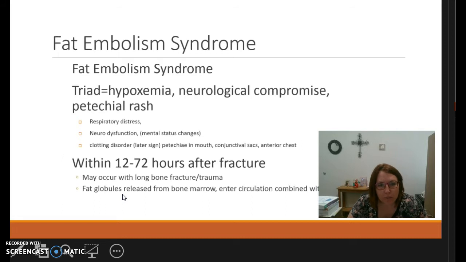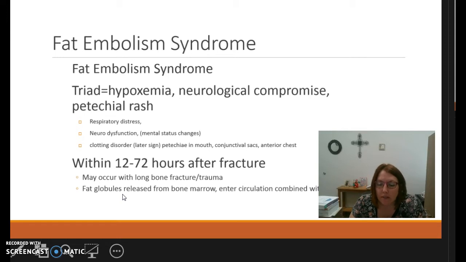Fat embolism syndrome has a triad of things the patient may experience. Hypoxemia, which is a lack of oxygen to the blood, so you may see cyanosis, respiratory distress, and they may complain of chest discomfort. They may have decreased mental acuity, and they're tachycardic, meaning a very fast heart rate. Looking at your PowerPoint slide, it mentions the respiratory distress. They may also have neurodysfunction, which causes the mental status changes.